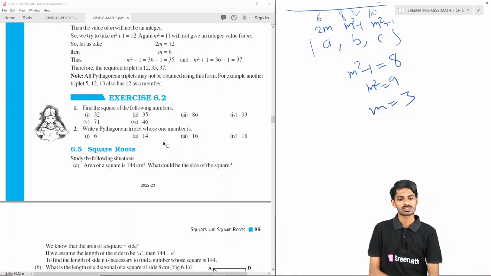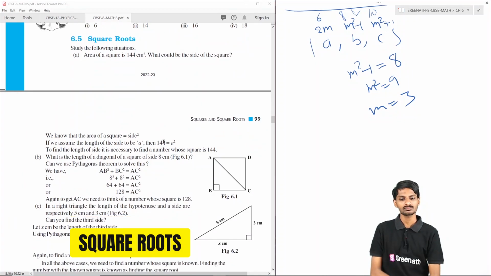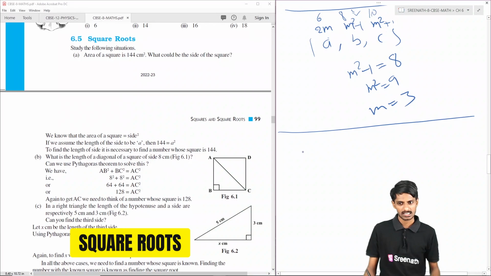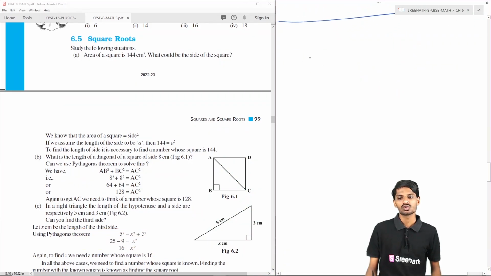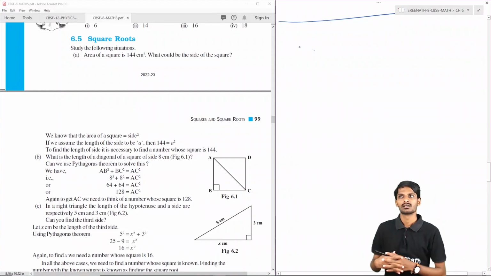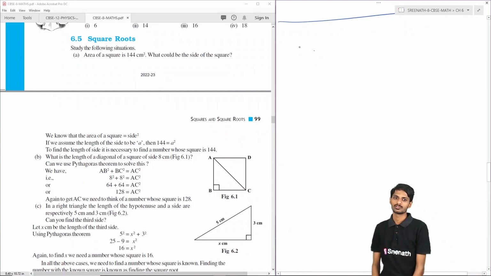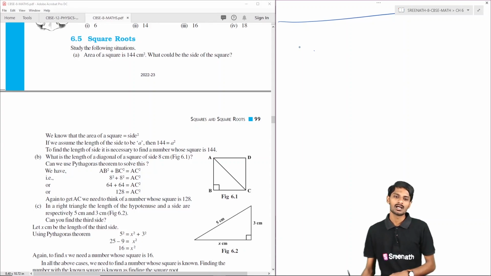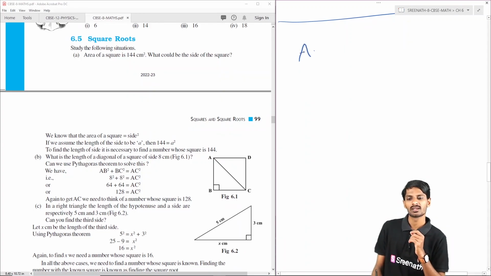Next we are coming across the square roots. So we have started our discussion: if you know the length of a side, then what is the area of that square? That is side square of the number. Now if the area is given, what about the side length?